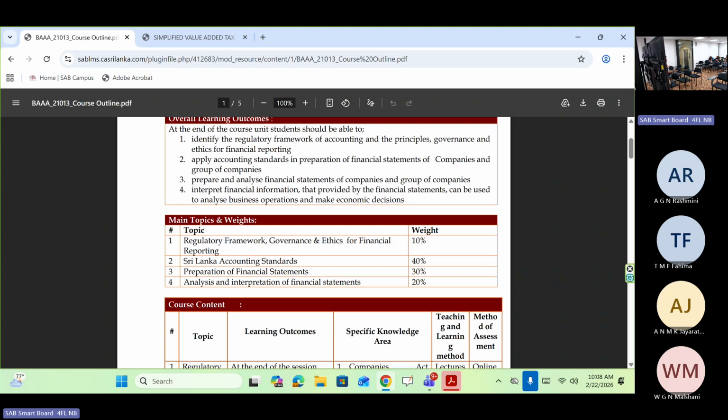Two different standards, LKAS 16 and LKAS 41. A bearer plant is exempt from 41. A bearer plant is a plant we are keeping for more than a one year period.